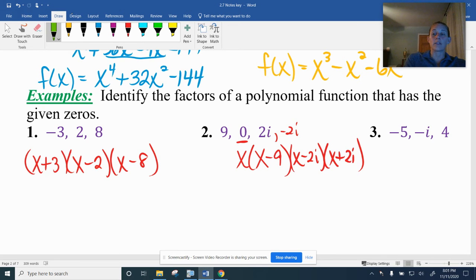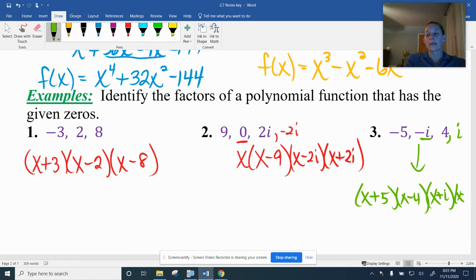All right, and then this third one here, we also know that we're going to have that other i value that goes with this negative i. So we have two real factors, x plus 5 and x minus 4, and then we have the two complex ones, x plus i and x minus i.